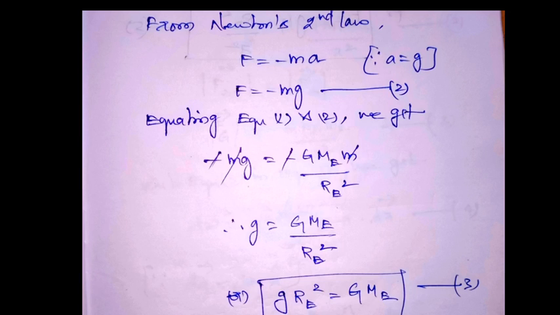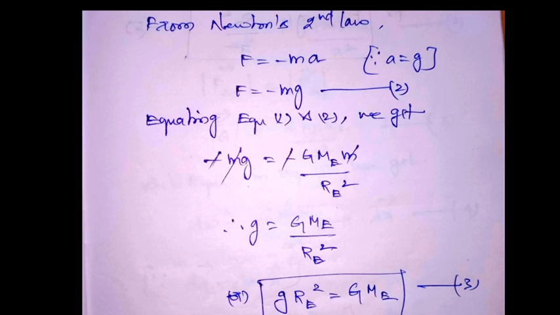capital Me into small m divided by Re square, and cancel the common terms on both sides. The minus signs get cancelled and small m gets cancelled. So we get g equal to capital G capital Me divided by Re square. So this equation represents the acceleration due to gravity.